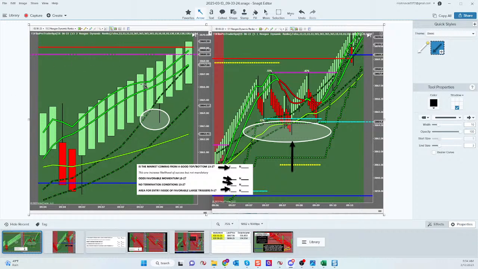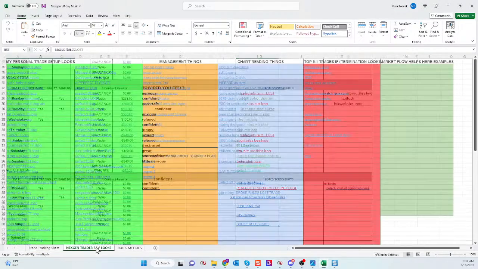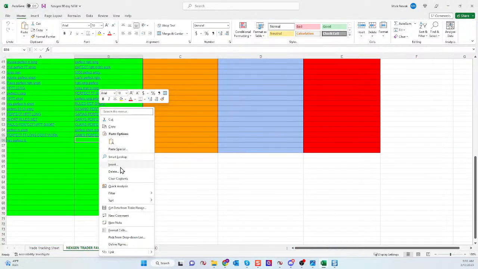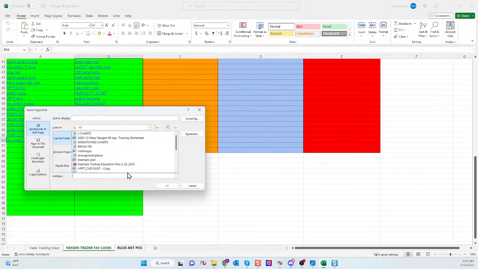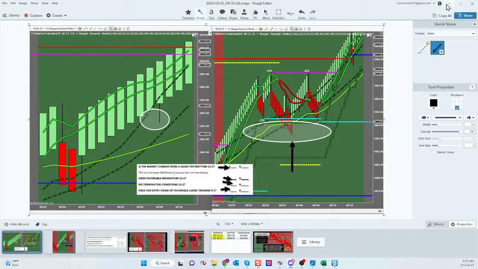You and I are going to have a conversation about what you see, what you did, why you did it, where you got in, where a potential exit was. And then I'm going to come to my spreadsheet, and I'm going to go to my Nexgen favorite looks. Look at this one. We're up to 112 with this picture. And I'm going to put it in as a hyperlink. And I'm just going to call it Perfect High Probability Trend Trade. And now I can come back and I can study this each and every day and make sure that I can do it over and over again.